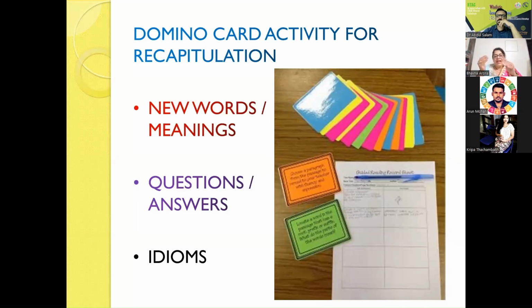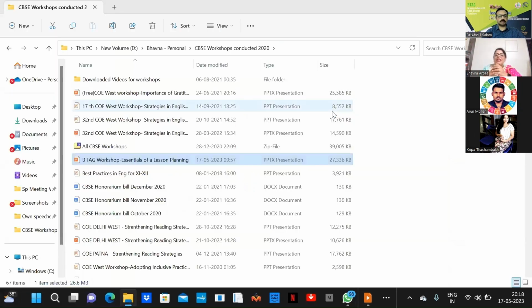And then the first child you ask to read out the question. If he gives the right answer, then everybody claps and gives him a thumbs up. And if the answer is wrong, then the other child sitting next to the first child gets the chance to speak the word. And if he gives the right answer, then he speaks the word written at the back. This becomes a very interesting activity for recapitulation.